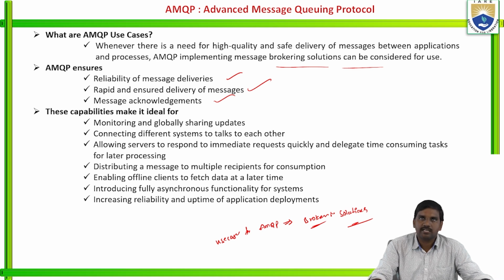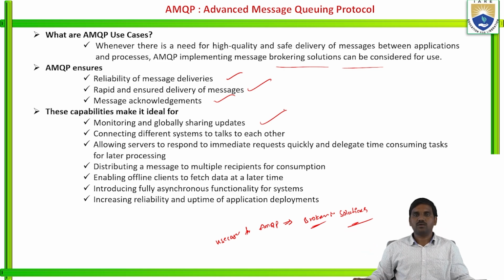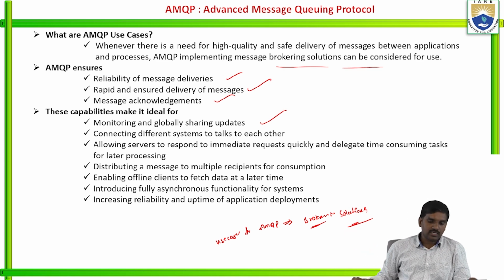That is the essential thing. And rapid and ensured delivery of messages. The last one, message acknowledgement, can also be sent to the client. These capabilities make it ideal for these things. First, monitoring and globally shared updates. It can maintain global entities or global sharing updates. Second, connecting different systems to talk with each other. Third, allowing servers to respond to immediate requests quickly and delegate time-consuming tasks for later processing.